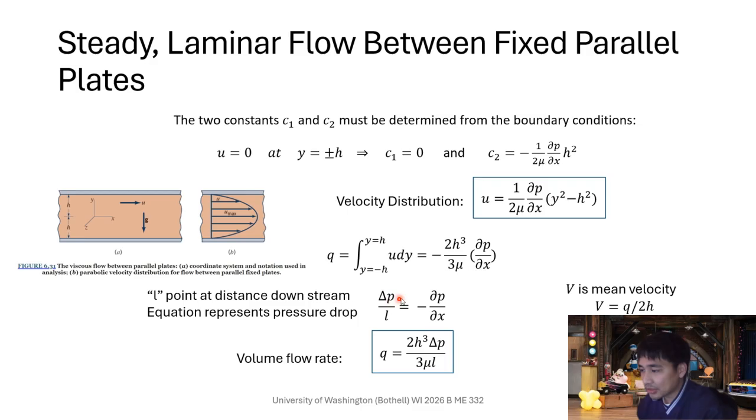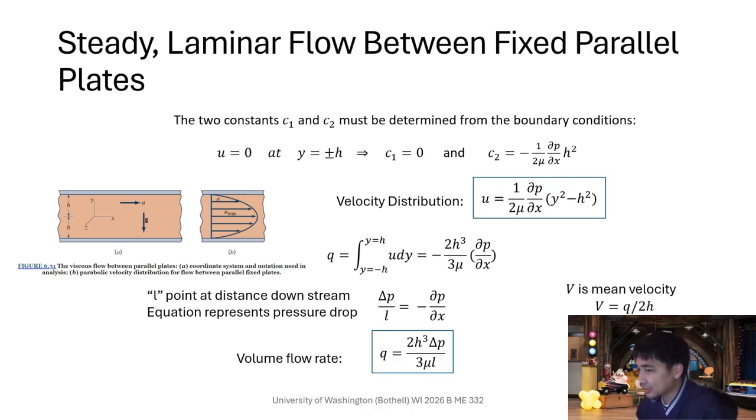So this is just showing the pressure difference over the range of L, where L is the distance downstream, which represents the pressure drop. This is equal to this, which is basically your partial derivative with respect to x. Use this equation, plug it into there, and then you get this Q, which is your volume flow rate. And then here you also have an equation for mean velocity, capital V, which is just Q over 2H. If you plug this in to here, this is your mean or average velocity equation.